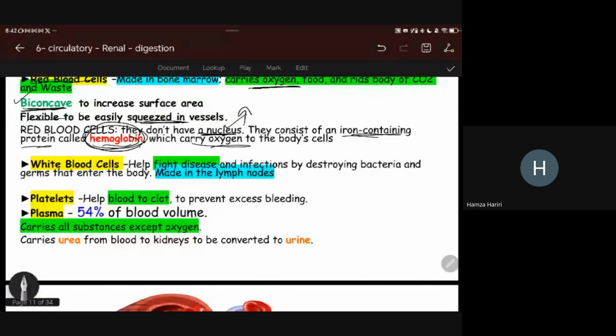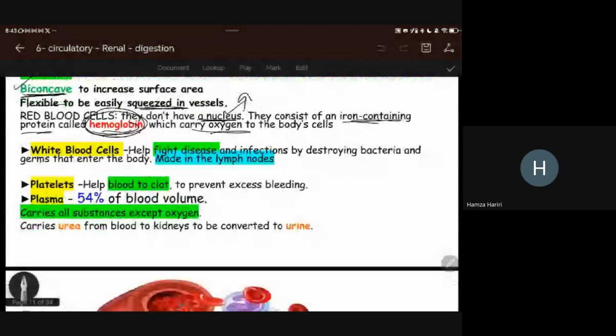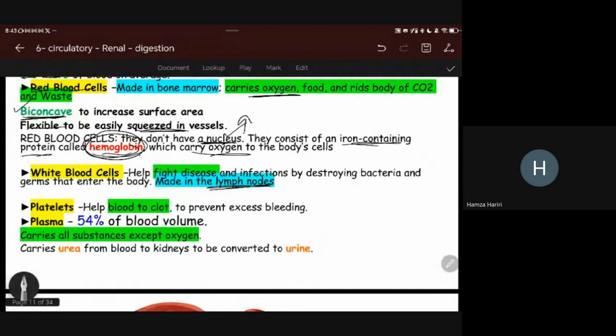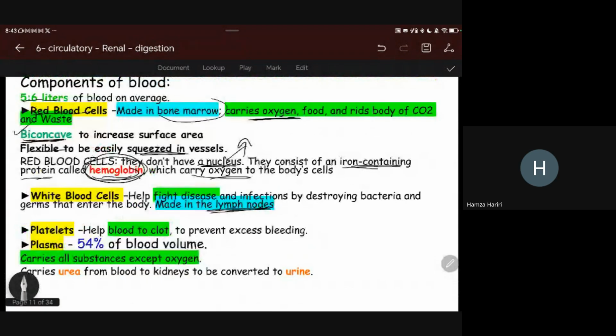Next, we have the white blood cells. The function of white blood cells is defense. They defend our body against any infection, against any bacteria, against anything that would irritate our peace. Where are they made? They are made in the lymph nodes. So red blood cells are made where? In the bone marrow, and white blood cells are made in the lymph nodes.